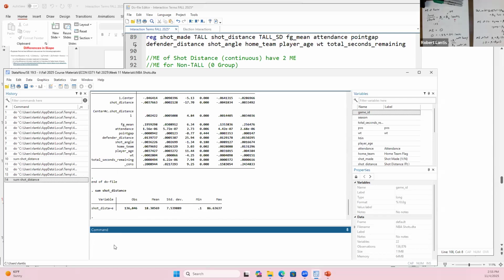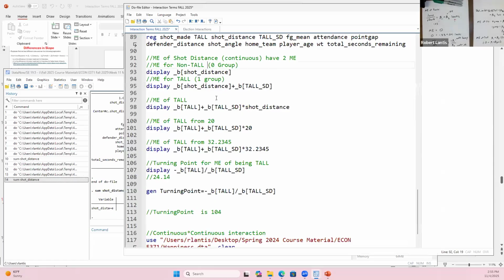No, right? Because the highest possible value I could see for shot distance is 86. I'll never see 104. Similar kind of idea. If I, for some reason, had coefficients that had the same sign, I could end up finding a negative turning point. And a lot of times these are easier because they're more obvious.